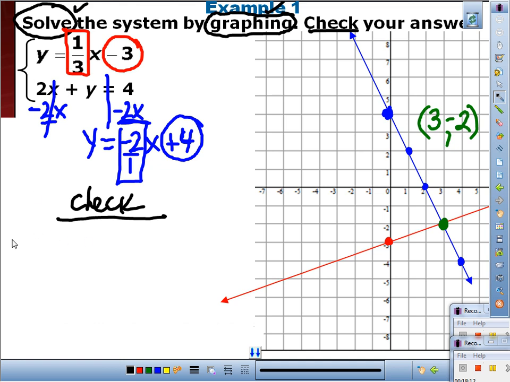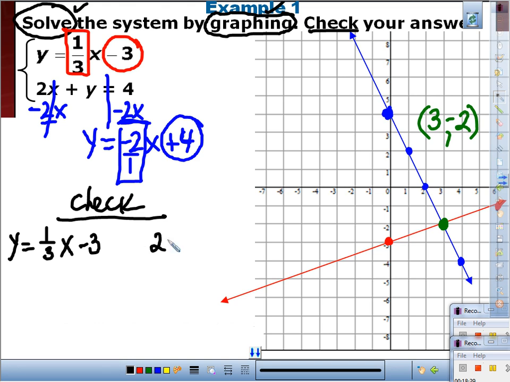I'm going to write this first: Y equals 1/3 X minus 3. I'm going to write the second one right next to it: 2X plus Y equals 4. Now I'm going to substitute these values into each. What is my X value? 3. What is my Y value? -2. Let me finish this one first.